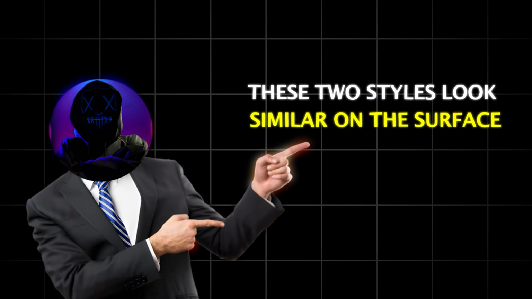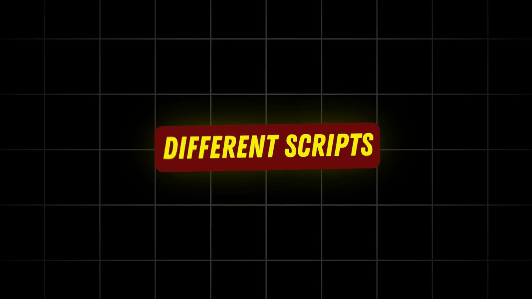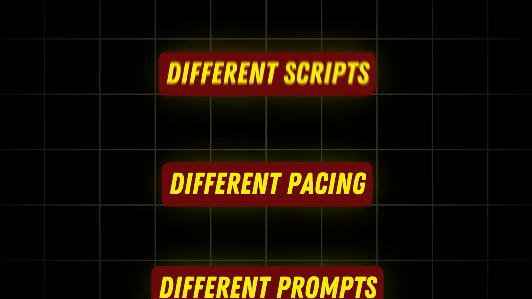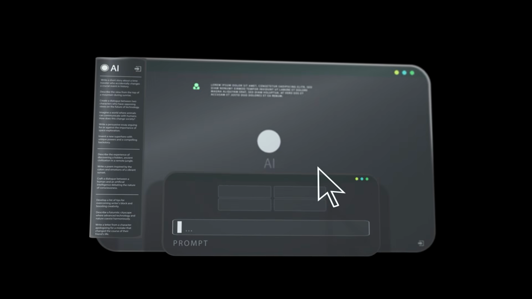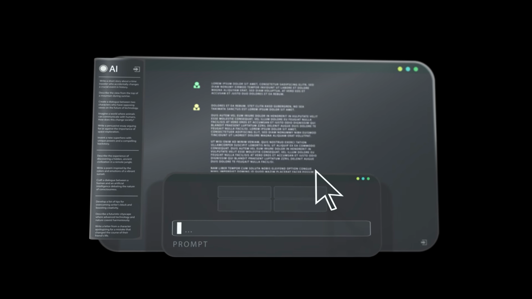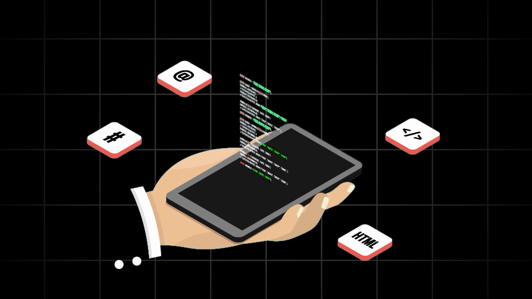Now, these 2 styles look similar on the surface, but they are structurally different. They need different scripts, different pacing, and different prompts too. And you should be very careful about that, because the tool we are using to write the scripts has 2 separate prompts built for each style. If you use the wrong one, the script will feel totally off.